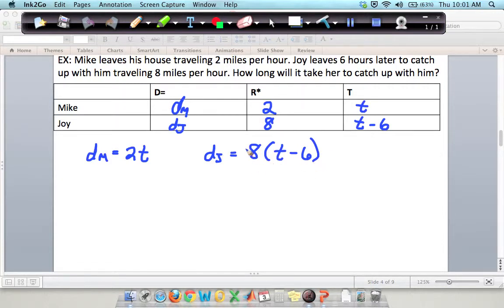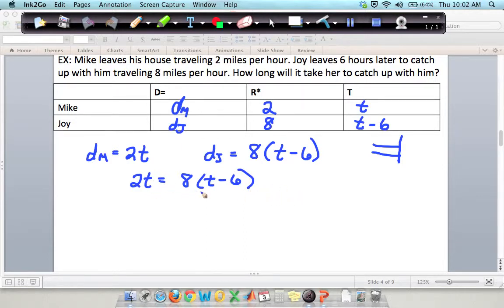Okay, now I'm going to figure out how to set up this equation. If I'm looking for when they catch up, that means Mike leaves and he travels for a while, and Joy leaves later from the same spot and travels. I want to know when they catch up, so that would be right here. That means their distances are the same. I want to know when their distances are equal to each other. So that means I can set this first distance equal to the second distance. So this is what I'm solving for.